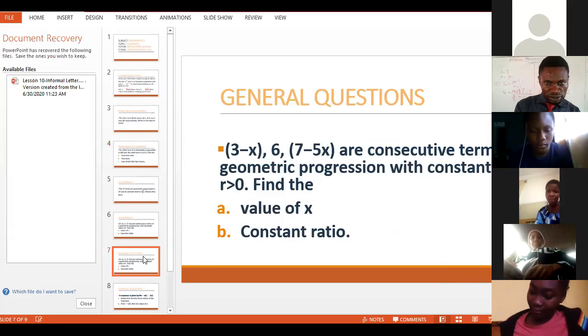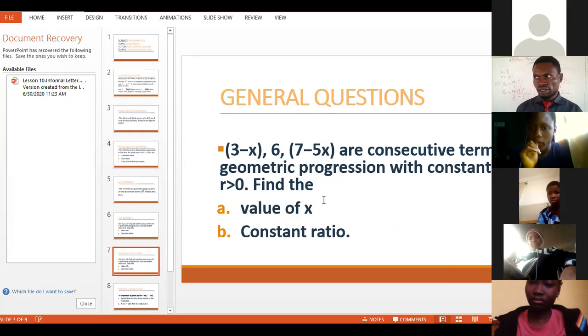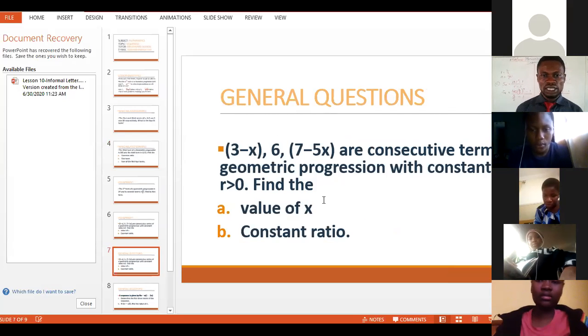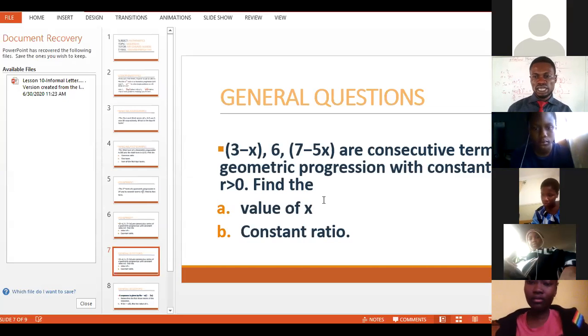And of course, the questions in our hand today, one of them is this one on your screen right now. I think it is one of the questions I gave you as homework, even though only about 4 or 5 people submitted. So here we have 3 minus x, 6, 7 minus 5x are consecutive terms of a geometric progression with constant ratio r greater than 0. Find A, the value of x, B, the constant ratio.